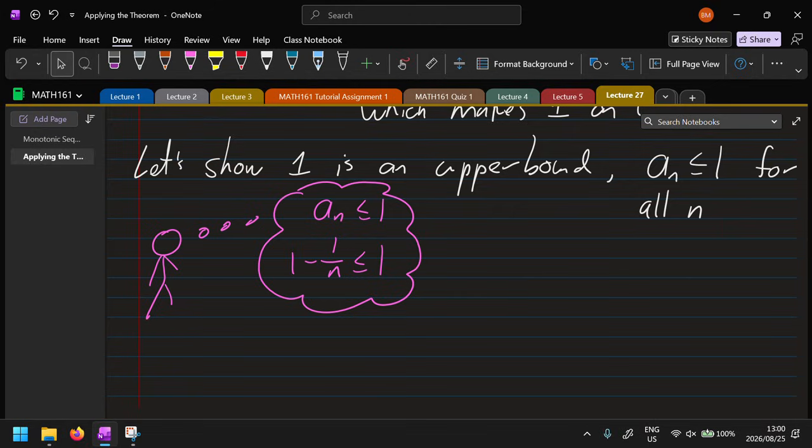n is less than or equal to 0? No, n is positive. n is always positive. So remember, n goes 1, 2, 3, 4. It's always bigger than or equal to 1.